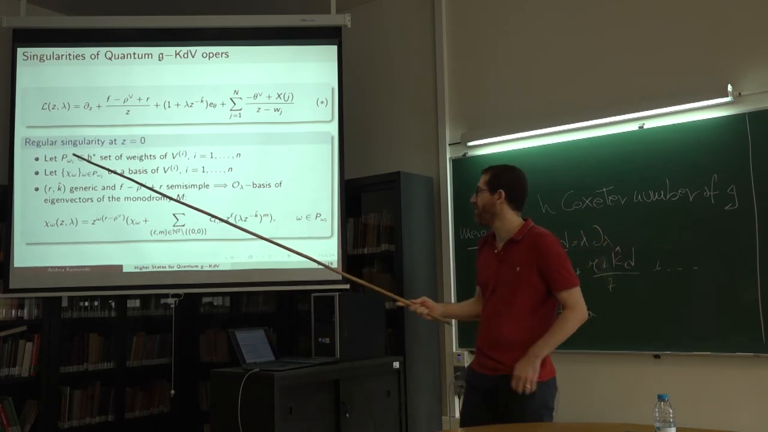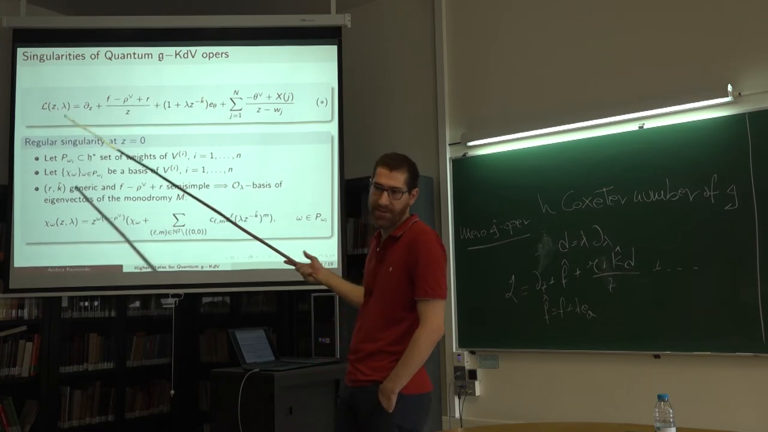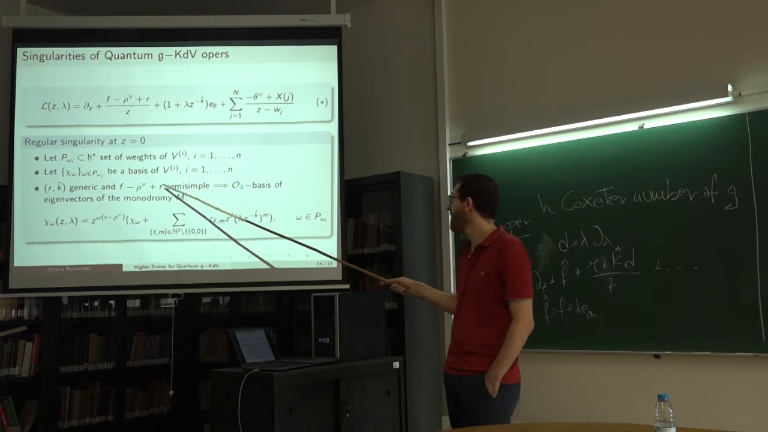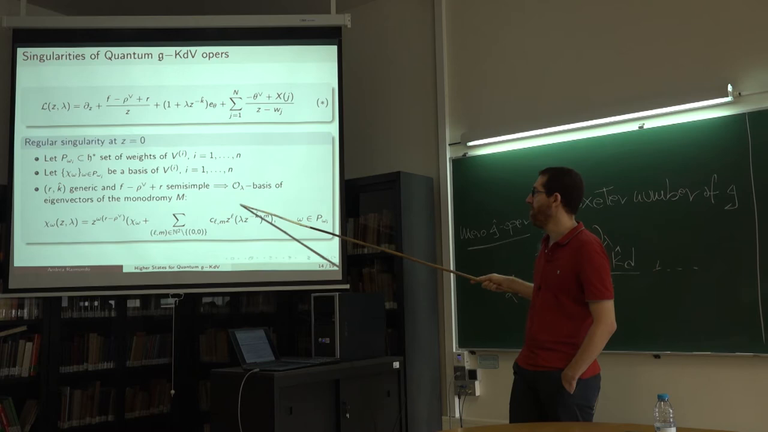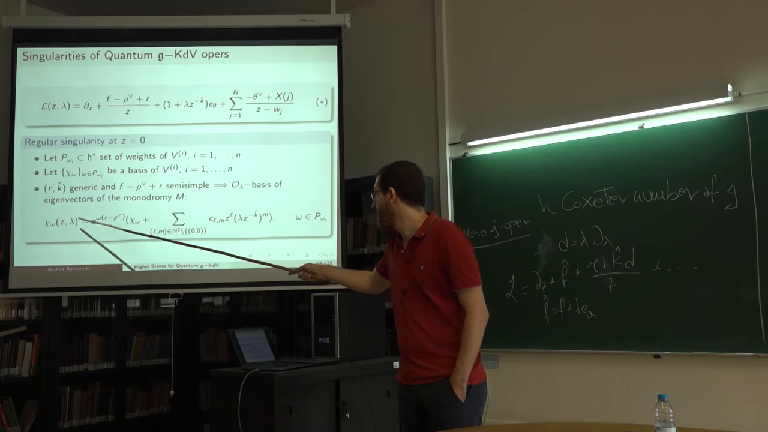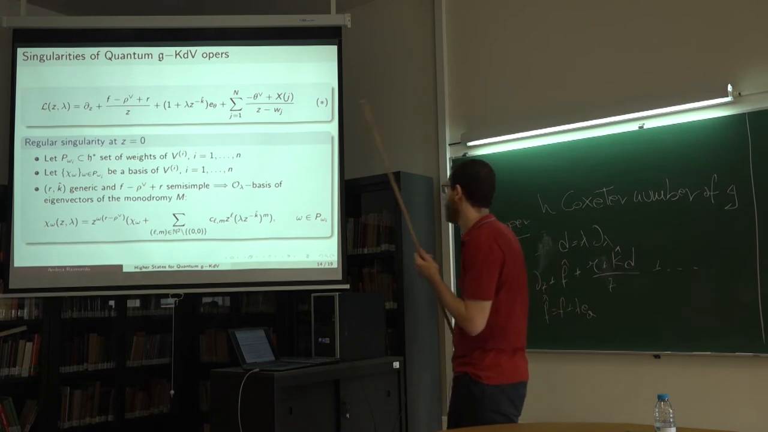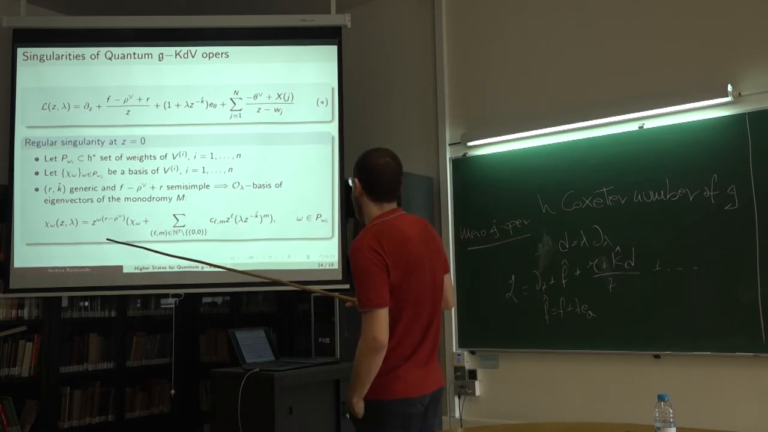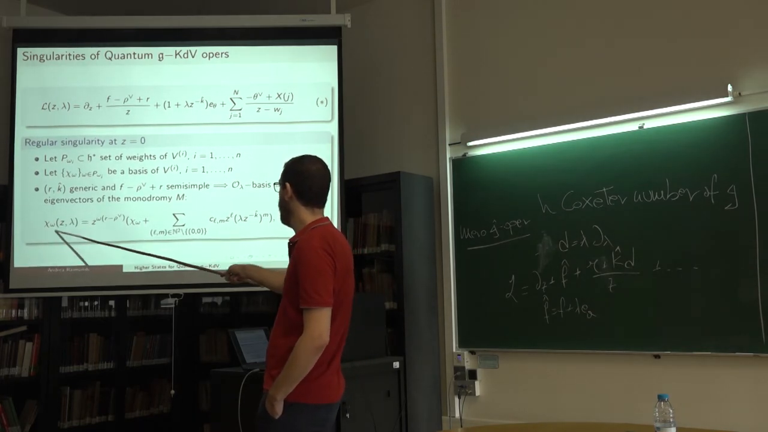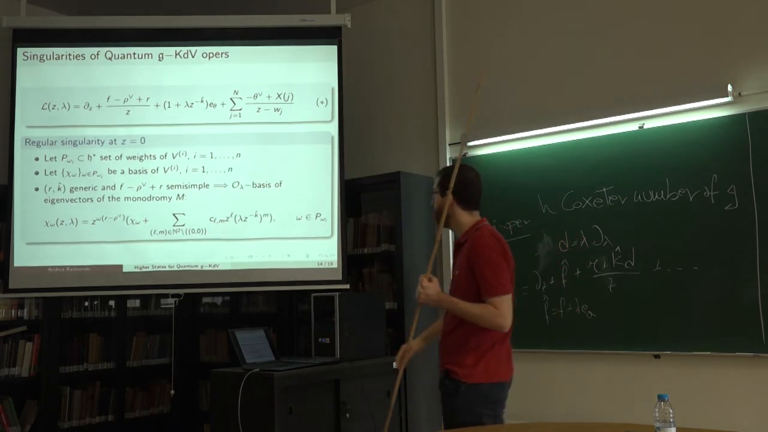And the statement is that for this pair generic, and I will not say what generic means, and if this coefficient, which is the one here, is semi-simple, then you can find a basis of eigenvectors for the monodromy. And these are going to be written in this way. It is, if you want, a generalized Frobenius method. And I will denote these eigenvectors by chi omega. Okay, and it's a basis.